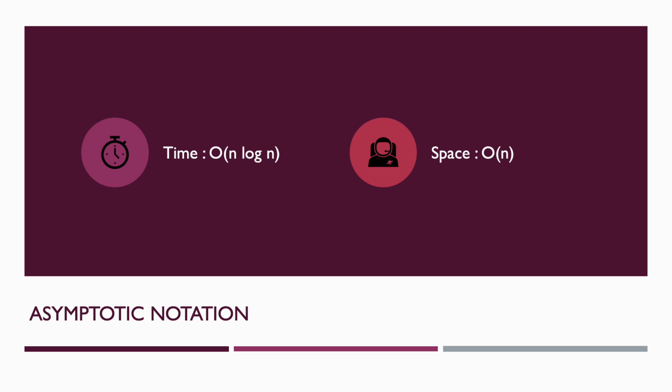So the time complexity is big O of n log n. Why big O of n? We are iterating through every element of the array and then we are querying, which takes big O of log n time. So that's why big O of n log n. And space is big O of n because we have a tree.